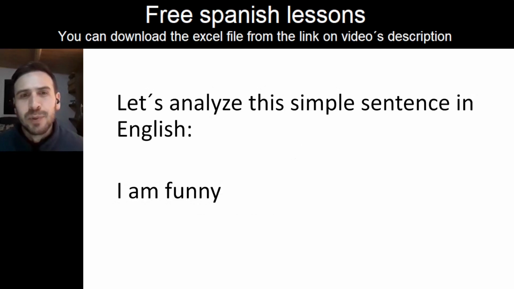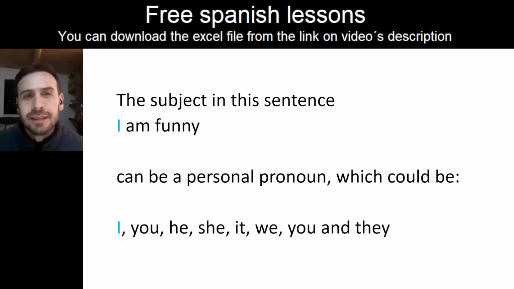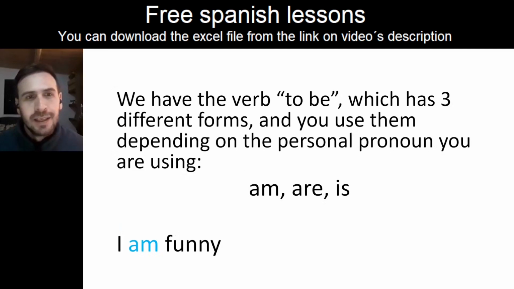Let's analyze this simple sentence in English. I am funny. The structure of this sentence is subject plus verb plus complement. The subject can be a personal pronoun, which could be I, you, he, she, it, we, you, and they. We have the verb to be, which has three different forms, and you use them depending on the personal pronoun you are using. Am, are, is.